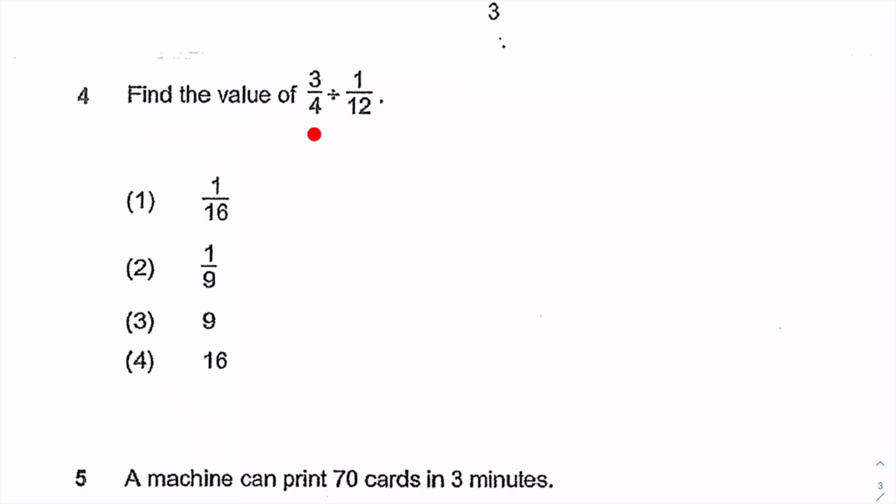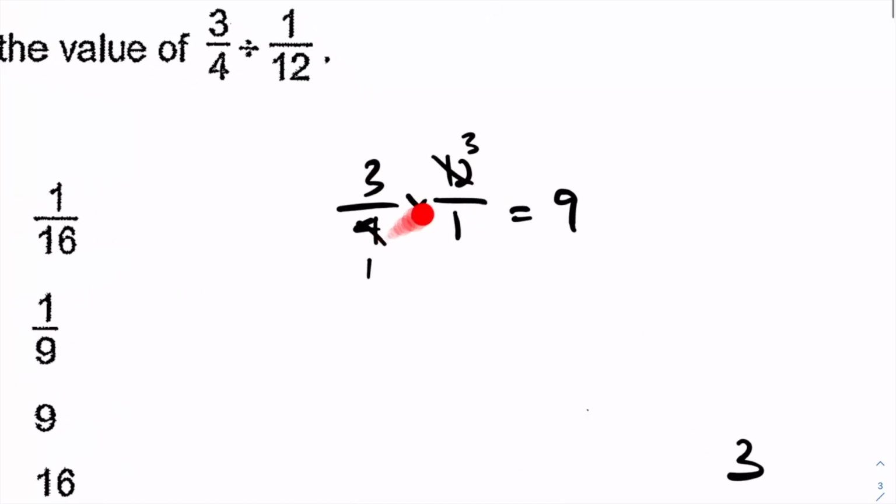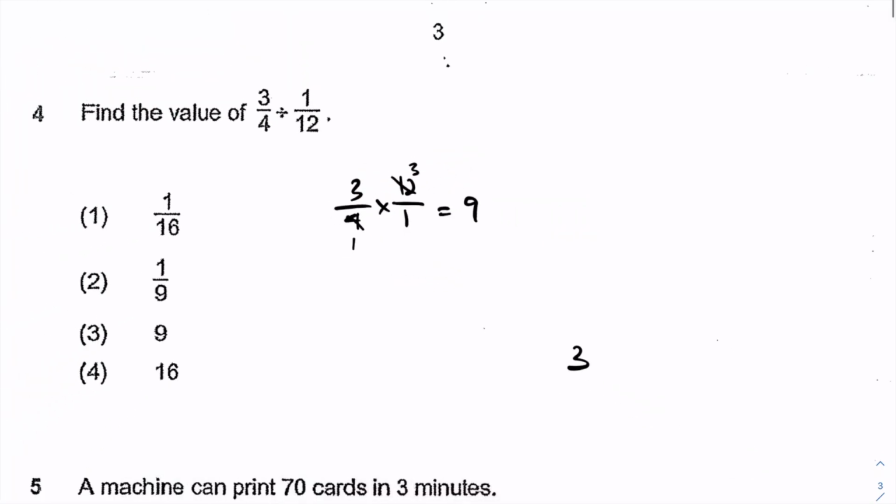Find the value of 3/4 divided by 1/12. So what we can do is 3/4. Now change division sign to a multiplication and then flip 1 over 12 to 12 over 1. And then we simplify diagonally. Divided by 4, you get 1. Divided by 4, you get 3. So 1 times 1 is 1. So nothing to do there. 3 times 3 is 9. So the answer is 9.